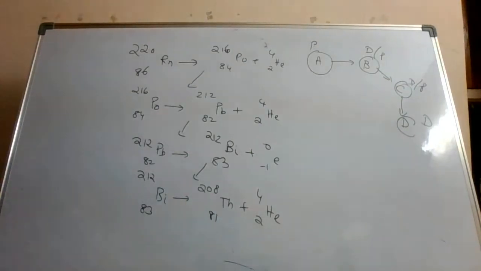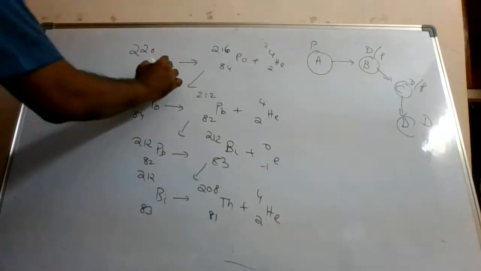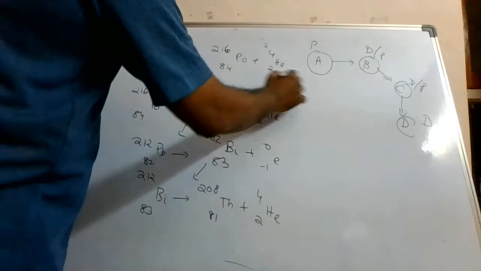Now one example I have shown you. This is radon. What is this? Alpha particle.